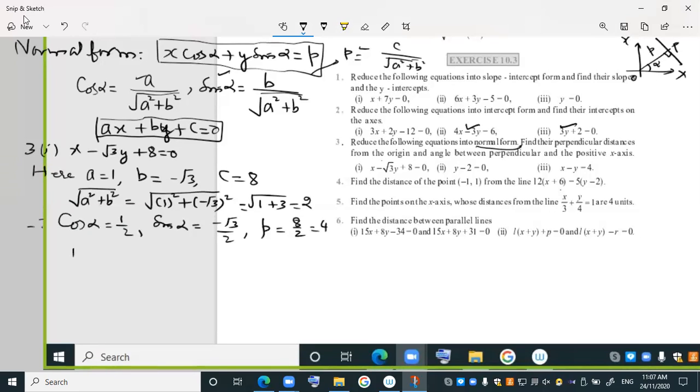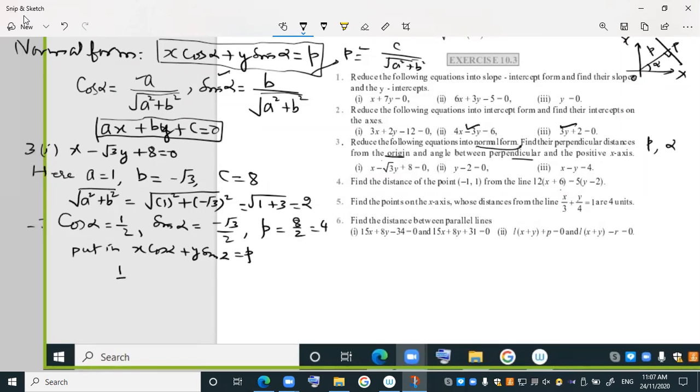So these values we put in x cos alpha plus y sin alpha is equal to P. So it will reduce into the normal form. And then we have to find the perpendicular distance P from the origin, this P, and the angle, that is alpha. So we have to find P and alpha. So P you got already. Alpha we have to find out. And the equation also, we need to write the equation also.